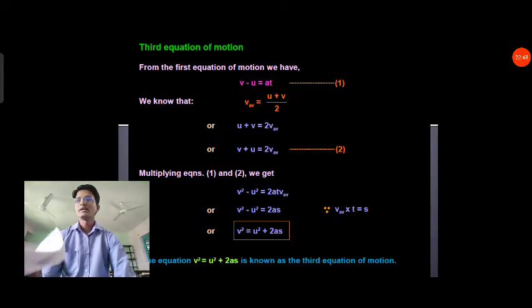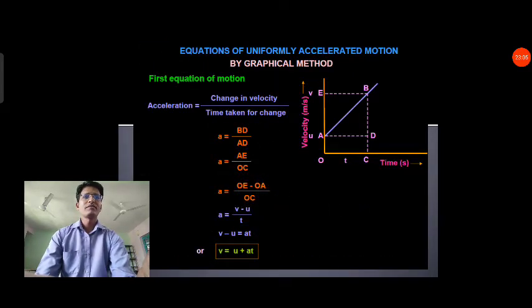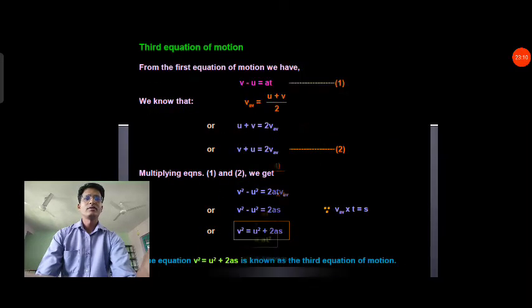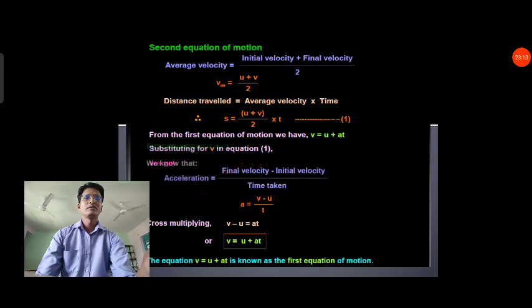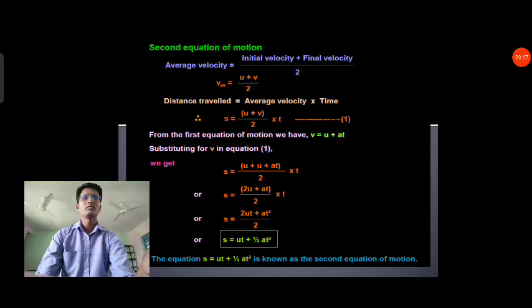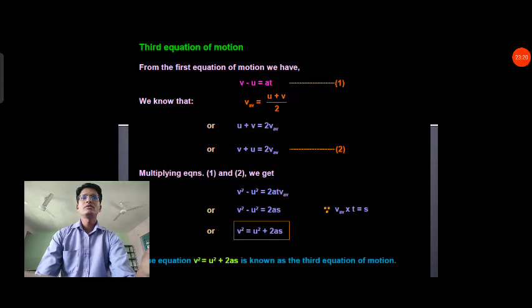So this is your work today. On page number 43, you can see the equations of motion for a body moving under the effect of gravity. Here also there is a graphical method, but we will follow only this method. Only this method we will follow. This method is easy to understand. So to derive the first, second and third equations of motion, we will use only this algebraic method.